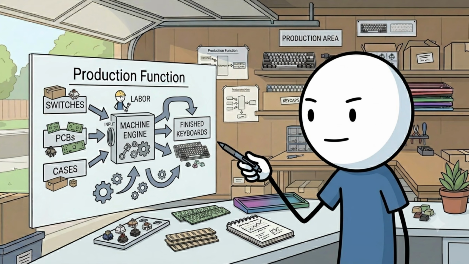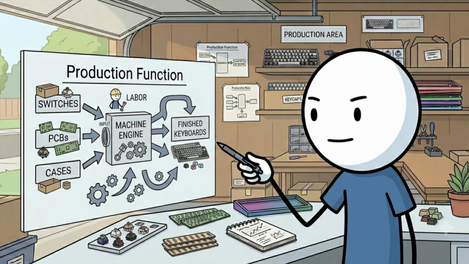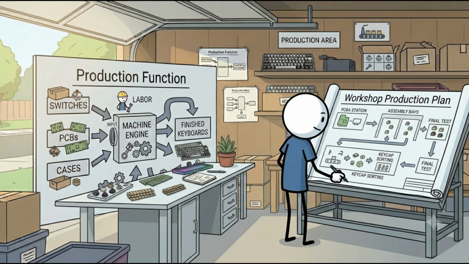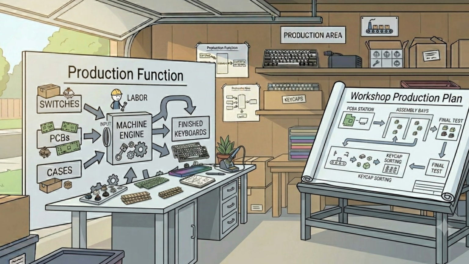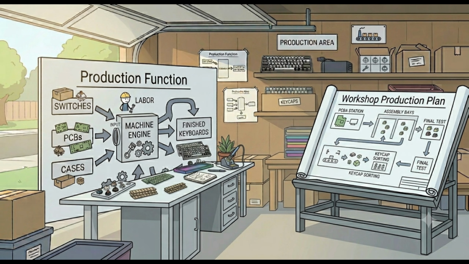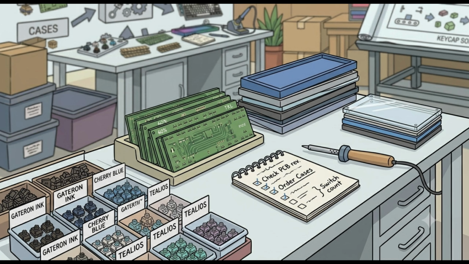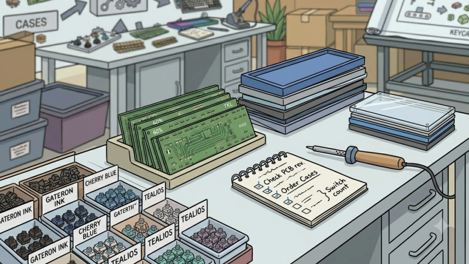actually creates value. In this section, John is moving his keyboard business out of the hobbyist phase and into a serious production mindset. To succeed, he needs to understand the relationship between what he puts into his business, his inputs, and what he gets out, his output. In economics, this relationship is called the production function.